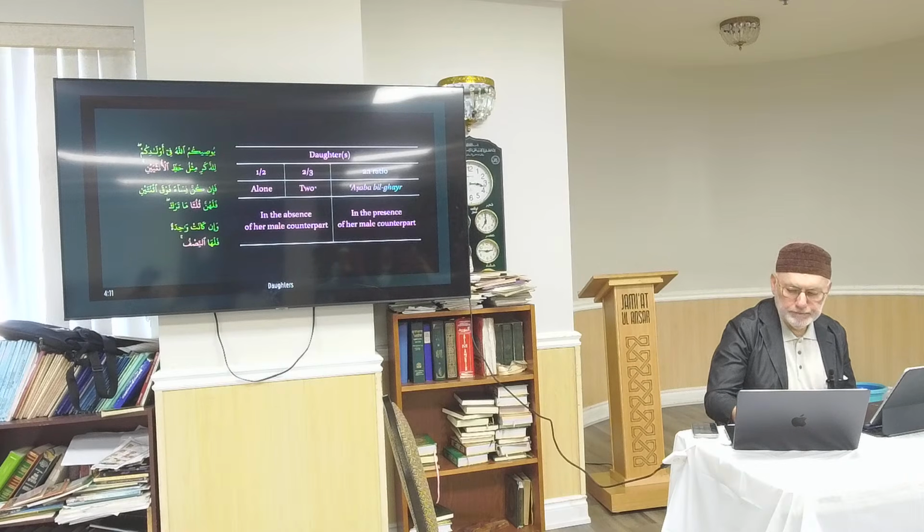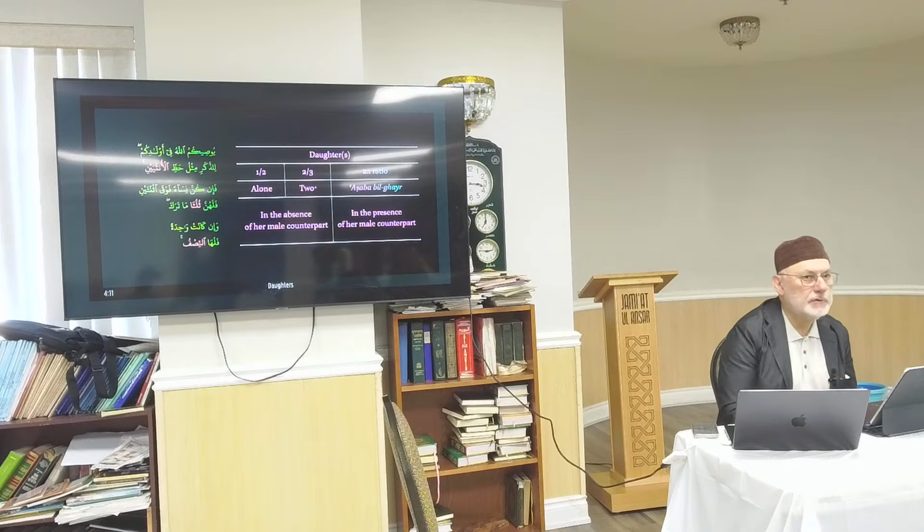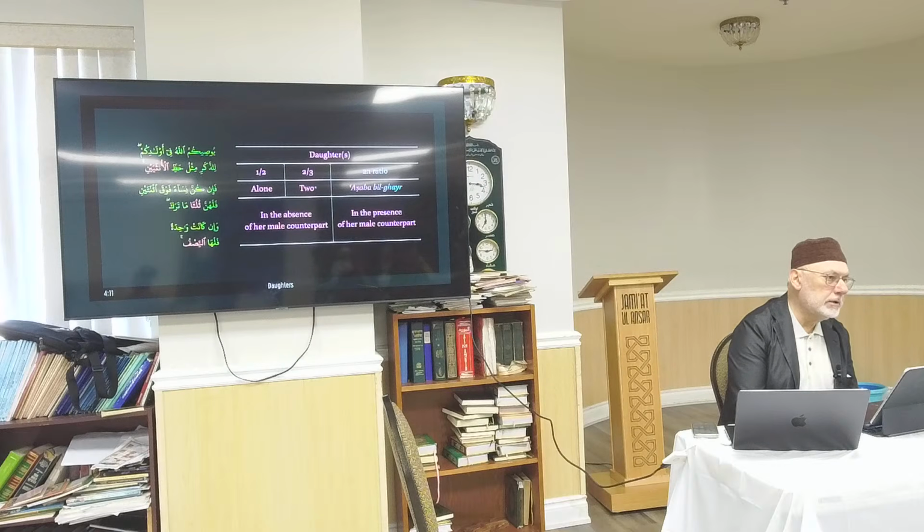2-to-1 ratio. Again, there is financial burden, financial responsibility and financial need. A girl, when she gets married, usually receives a mahar. When a boy gets married, he has to pay a mahar, and he also has other responsibilities in terms of nafaqah.